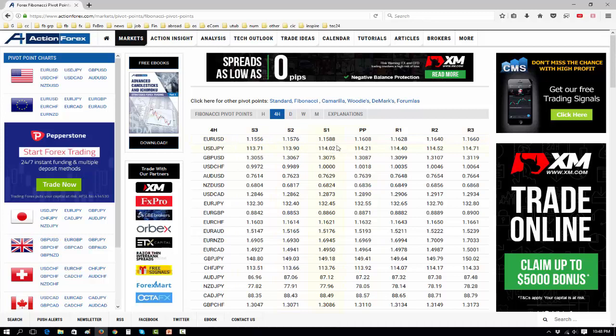Suppose you have placed a buy trade at 1.1608, you can set your take profit level at 1.1628 and you can set your stop loss a few pips under this level. Suppose you take 1.1595, that is a 13 pip stop loss, and you are risking around 20 pips stop loss. In this way we can use the pivot point.